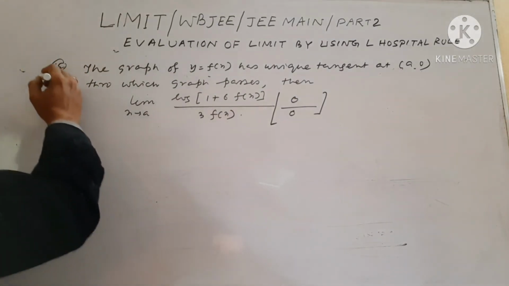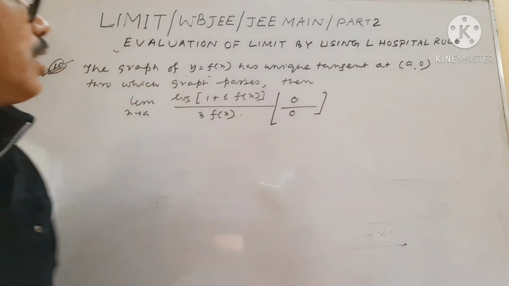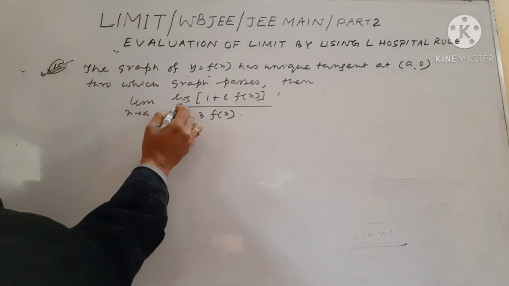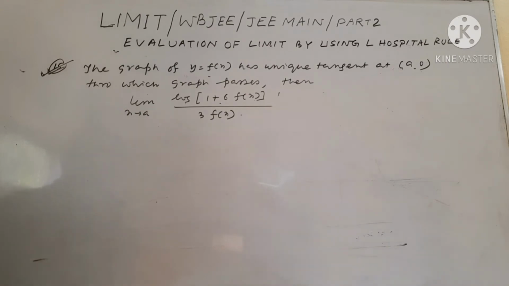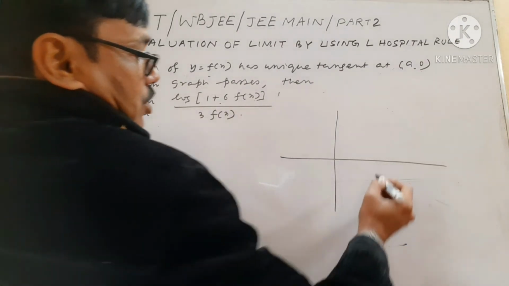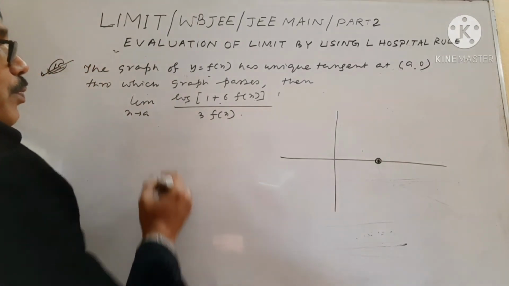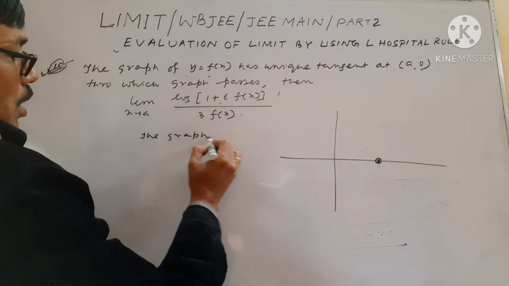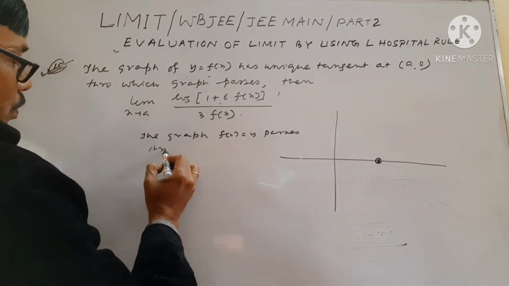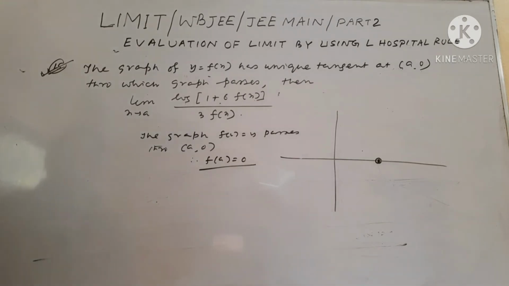Now we consider problem number 15. The graph y equals f(x) has a unit tangent at (a, 0), through which the graph passes. Find the limit as x tends to a of log 1 plus 6f(x) by 3f(x). So at (a, 0) it has a unit tangent, that is, it passes through (a, 0). So the graph f(x) passes through (a, 0). Therefore f(a) equals 0. We are getting f(a) equals 0.